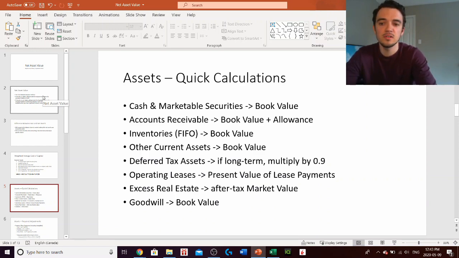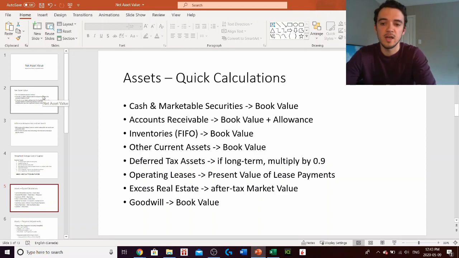Next is the inventories, and if it's using FIFO, you want to use the book value. If it's LIFO, then you want to find the adjustment for FIFO. And usually you can just divide by 0.95 if you can't find the adjustment, and that usually gets you to around the right value. Next, other current assets, because they're generally liquid, you can just use the book value.